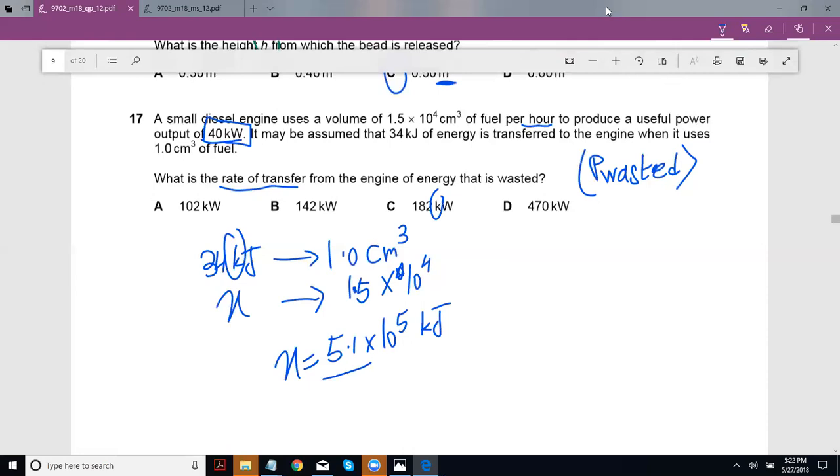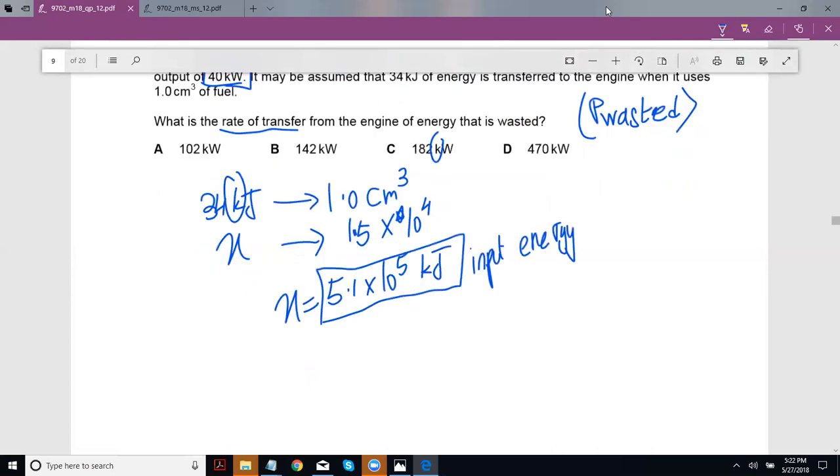So this is your total input. What is it? Input energy. So this is input energy. You have in 1 hour. Yeah, and this is in 1 hour. So you want to figure out your input power, which is power is the energy upon time. So this would be 5.1 into 10 to the power 5. This is in 1 hour. So you multiply it. I mean, this was like 1 hour.